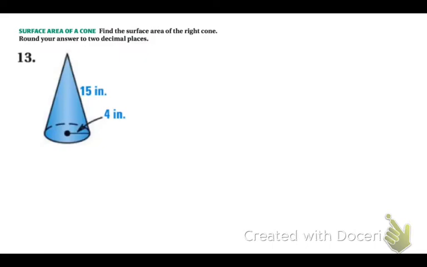Surface area of a cone. This is number 13. So I'm doing 13. Numbers 14 and 15 are left for you. So here our surface area is equal to pi r squared plus pi r times the slant height. We're given our r is equal to 4, and we're given our L is equal to 15. How easy could that be? So it's really just plug and play.